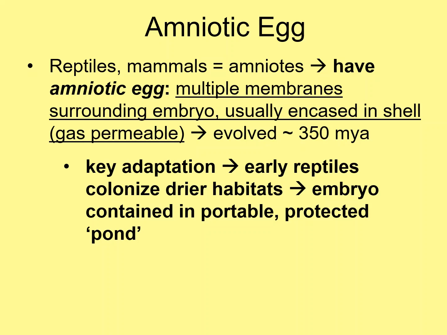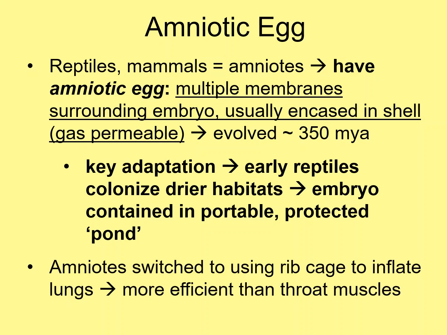Another change you see in amniotes is, as I mentioned, the change in breathing, so using the rib cage instead of throat muscles. This is just something that allows amniotes to basically run faster, move more quickly compared to amphibians. That's really all that is. I mean, it was obviously something that was advantageous, but it's not necessarily tied specifically to dry environments.